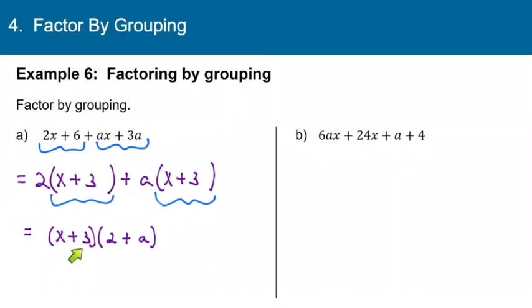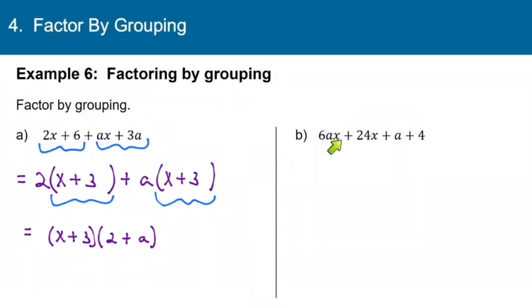Now mentally, let's just check and make sure that this answer makes sense. First times first would be 2x, that's this first term. Outer times outer would be ax, that's the third term. Inner times inner would be 6, that's the second term. And last times last would be 3a, and that's the fourth term. So all the terms are here, it's just now we have our answer in factored form.